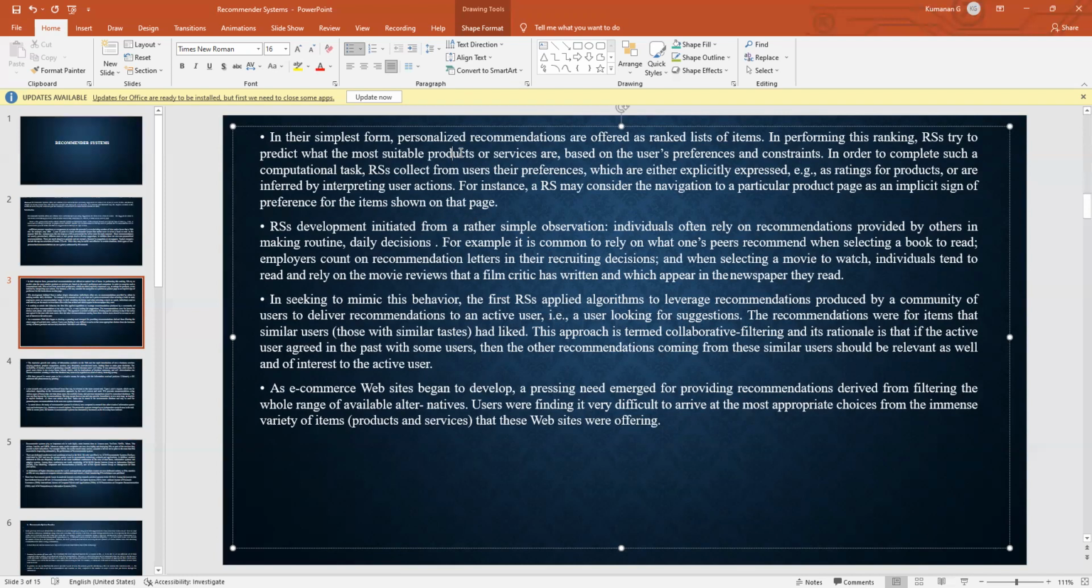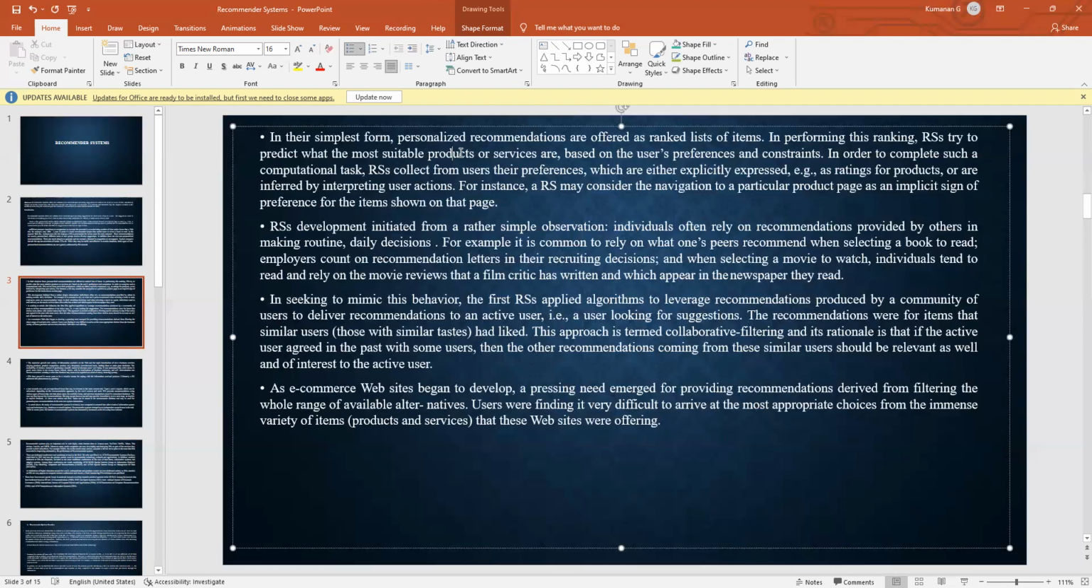In seeking to mimic this behavior, the first recommender systems applied algorithms to leverage recommendations produced by the community of users to deliver recommendations to an active user. That is, the user looking for suggestions was given recommendations for the items that similar users had liked. This approach is termed collaborative filtering, and its rationale is that if the active user agreed in the past with some users, then the recommendations coming from these similar users would be relevant as well and of interest to the active user.